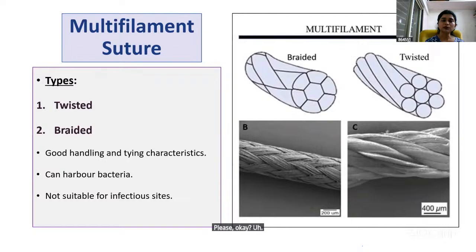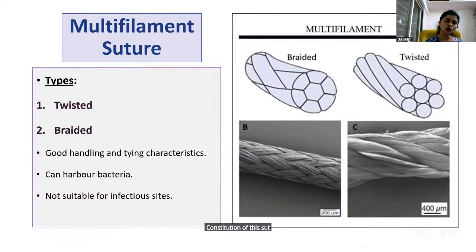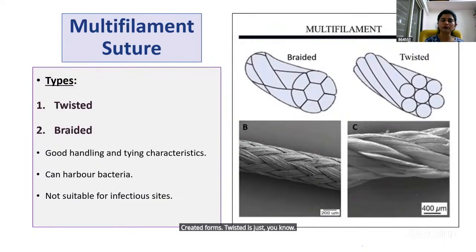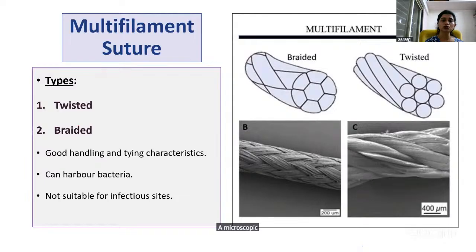Coming to the next term, that is multi-filament sutures. So multi is many, filaments is threads, right? So there are multiple threads coming together in the constitution of this suture. These threads are either twisted or braided. Twisted is just twisted over each other, or braided is like a proper ponytail, braided together. As you can see in the schematic representation and microscopic representation of the sutures on your right side, okay?